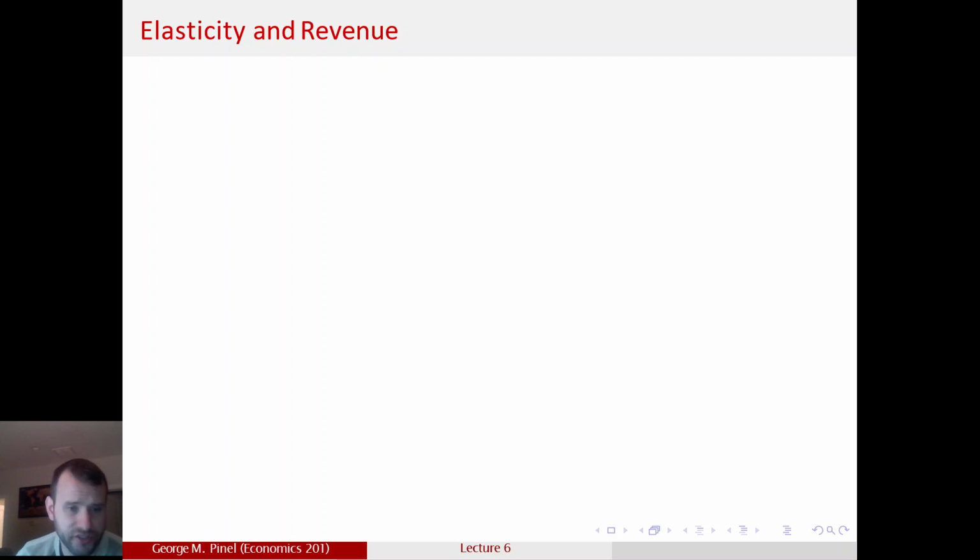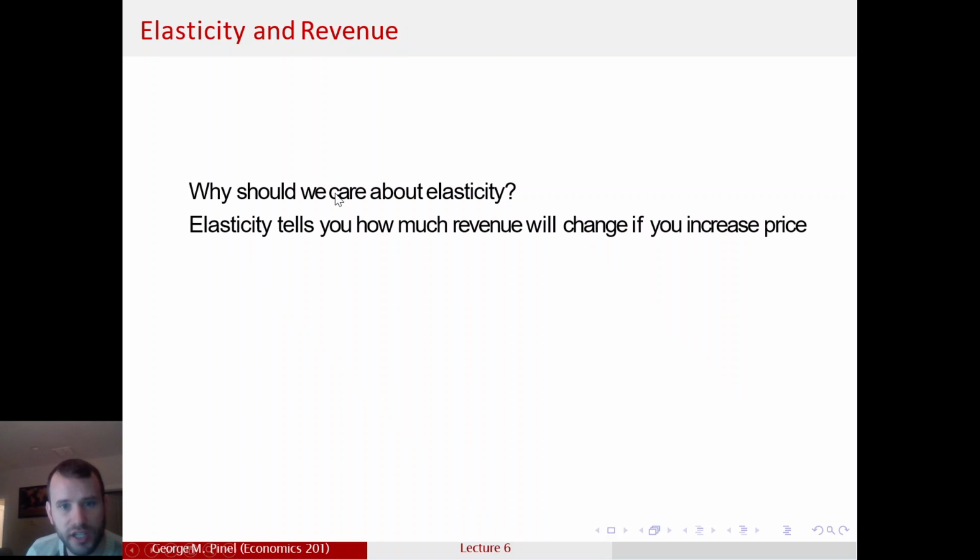so let's step into the slides. Okay, so why do we care about elasticity? Because it'll tell you how much your revenue will change if you increase your price. And to formally define that, revenue is equal to your quantity sold times your price. If you wanted profits, it'd be quantity sold times price minus costs, or revenue minus costs is your profit.